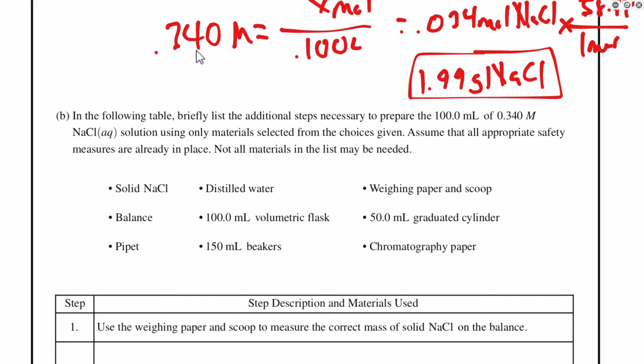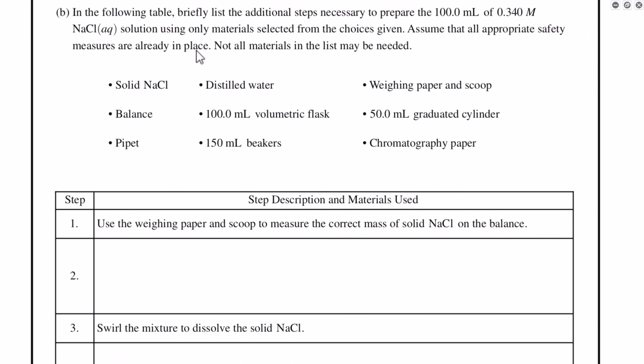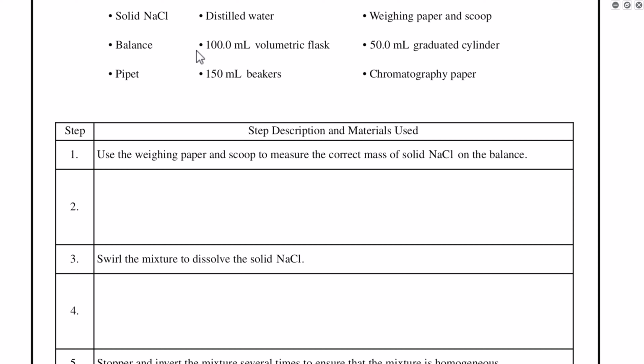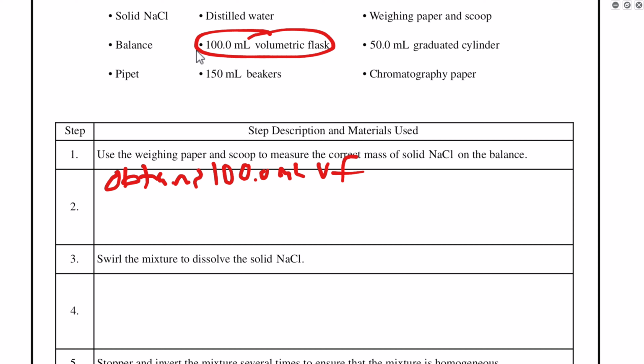Down here below it says, in the following table, briefly describe the steps necessary to prepare 100 milliliters of a 0.34 molar NaCl solution. Okay, so here's our lab question for the day. So, weighing scoop to measure the correct mass of NaCl on the balance. Remember that when we do this, we are going to be utilizing a 100 milliliter volumetric flask. So, in this case, we are going to obtain a 100 milliliter volumetric flask. We're going to fill the volumetric flask half full of distilled water.